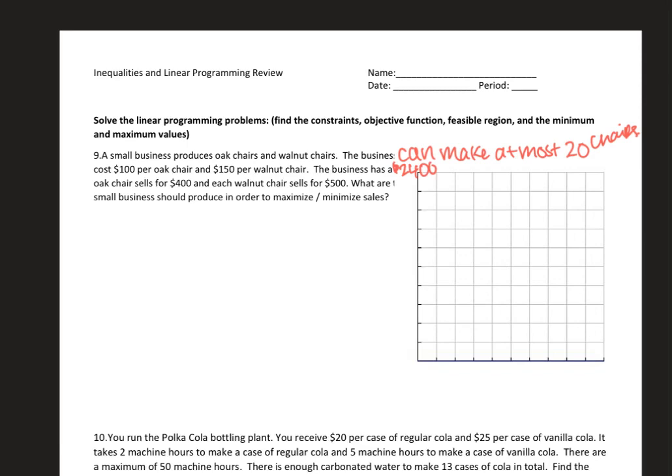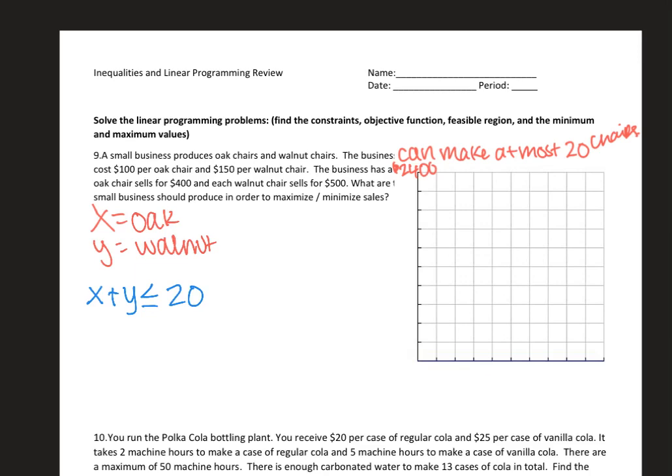Okay, first thing I'm going to do is I'm going to say that X equals oak chair and Y is walnut. Okay, so my first sentence is the business can make at most 20 chairs. I did not specify which I said oak or walnut, so I'm just saying at most they can make 20. Okay, so I'm going to say a combination of X and Y, so a combination of oak and walnut has to be less than or equal to 20. So at most 20 means less than or equal to 20.